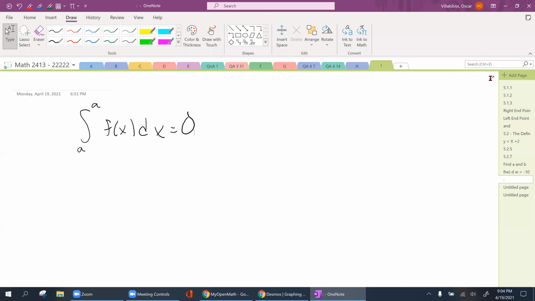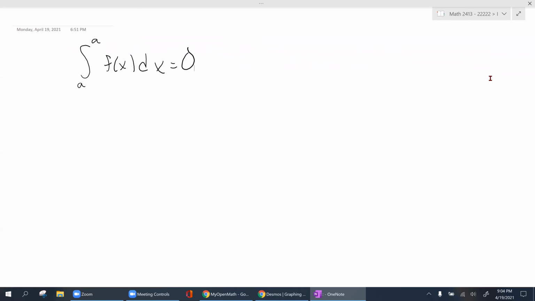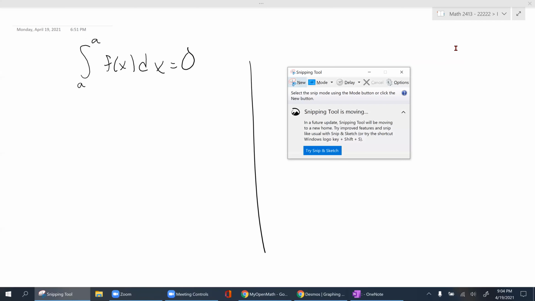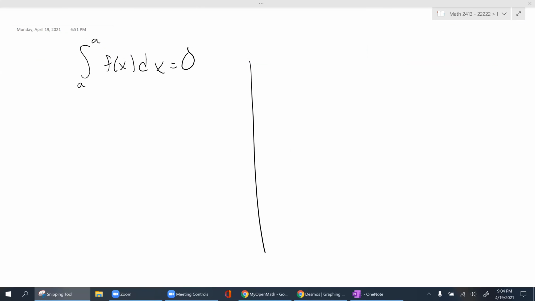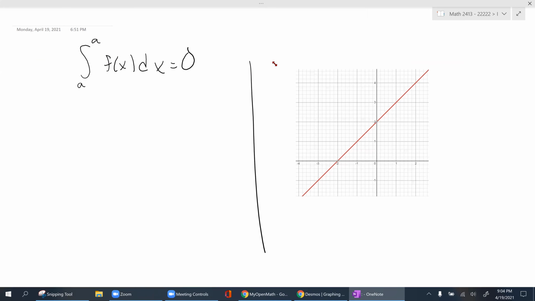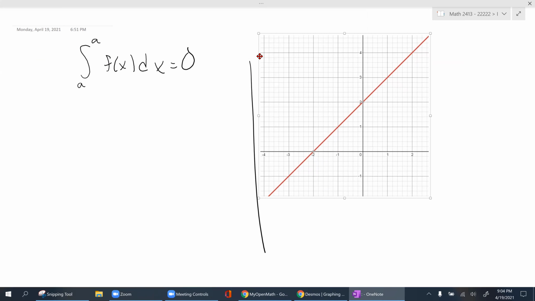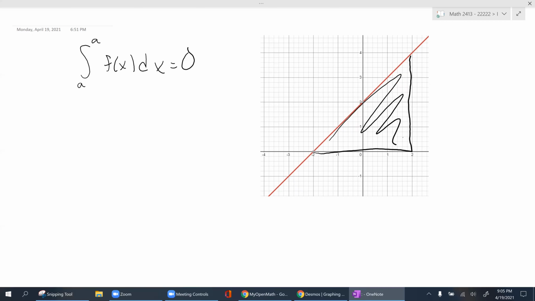If I'm asking you to find this, pretty much all we're doing is finding areas. Let's go ahead and use this graph that we had here. It doesn't matter if your x values are negative. Let's say I wanted to find the area between -2 and 2, the total region there.